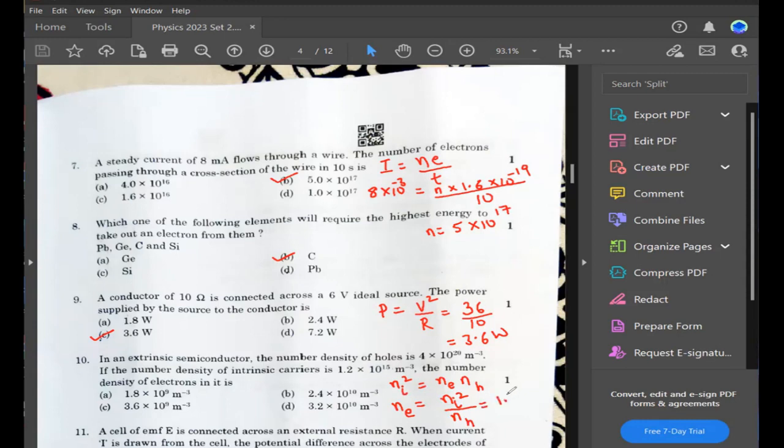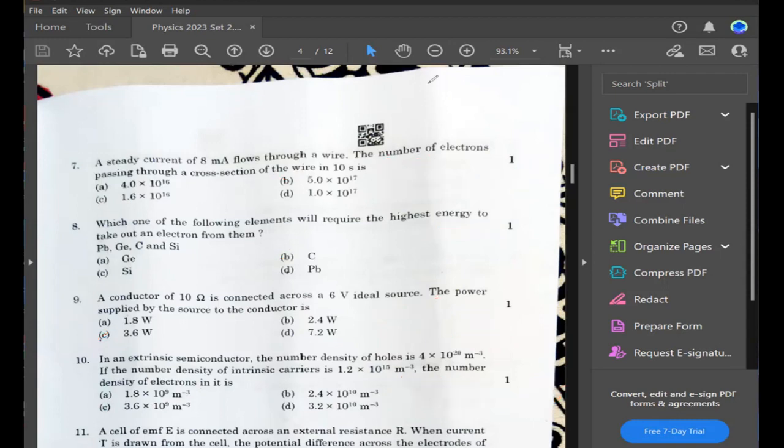Okay, Ni is 1.2 into 10 raised to the power 15. Ni square will be 1.2 into 1.2 into 10 raised to the power 30, upon Nh, which is 4 into 10 raised to the power 20. Okay, on simplifying it, you get the answer to be 3.6 into 10 raised to the power 9 per meter cube. So C option is correct.